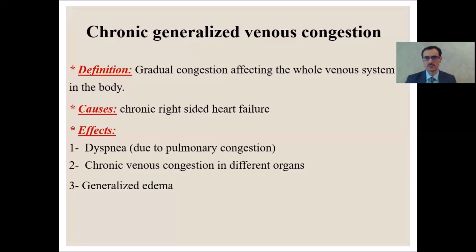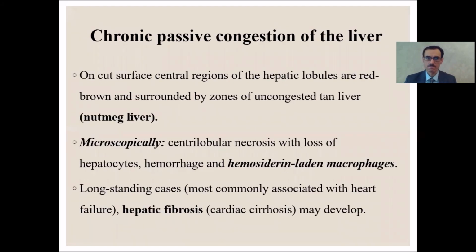And chronic, we said, is related to chronic heart failure, chronic right-sided heart failure. During chronic passive congestion, the internal organs become congested with venous blood. For example, the liver. You know that the liver receives blood from two sources, the hepatic artery and the portal vein, and when the blood flow is blocked, the venous blood remains inside the liver.